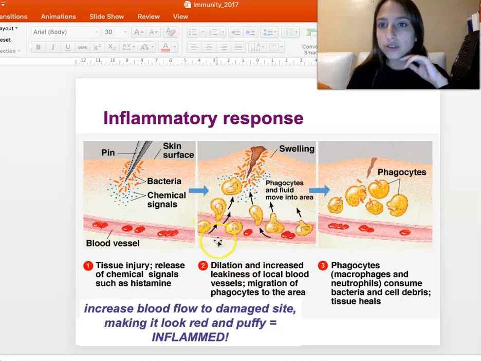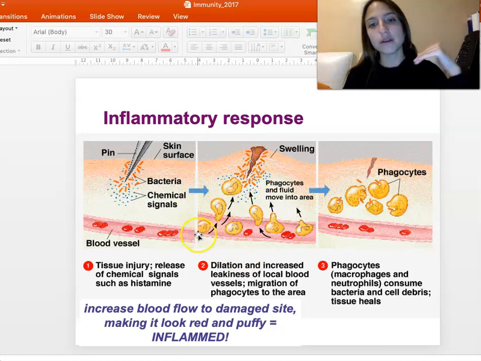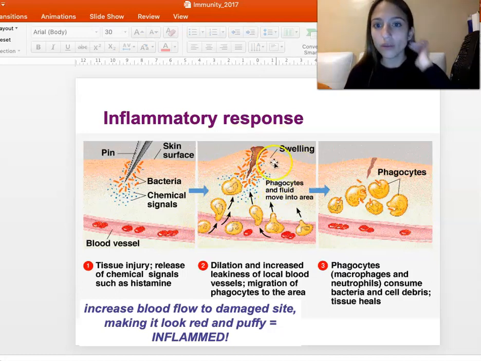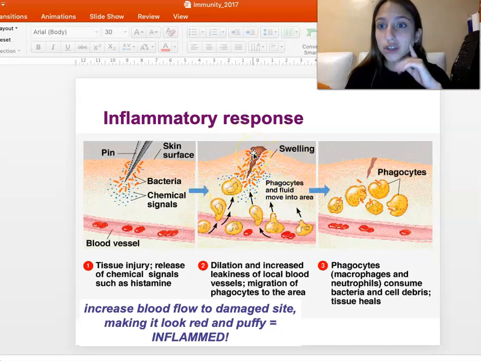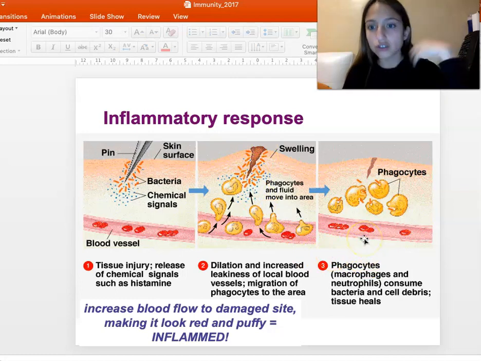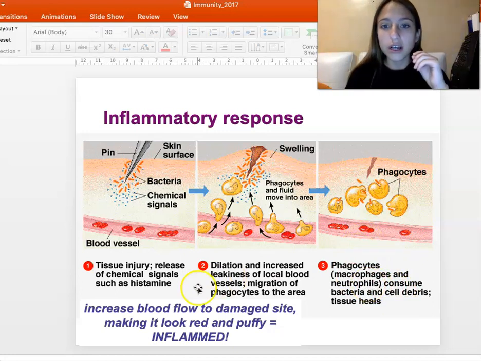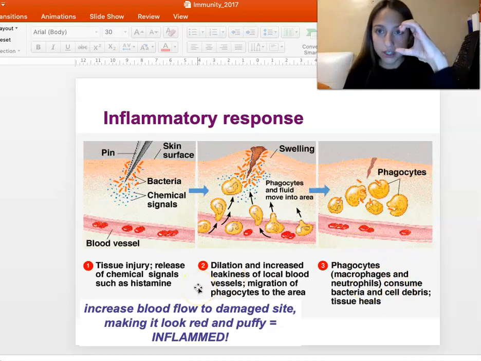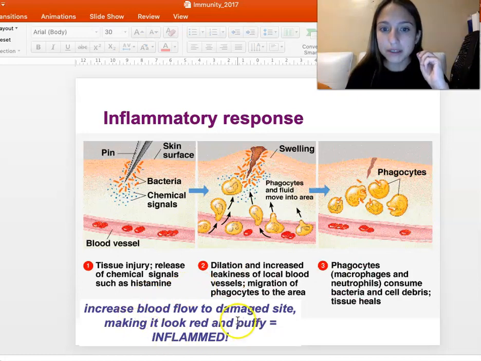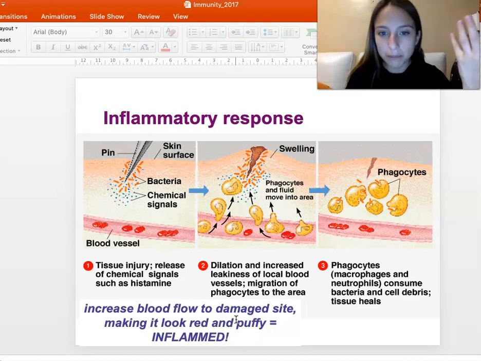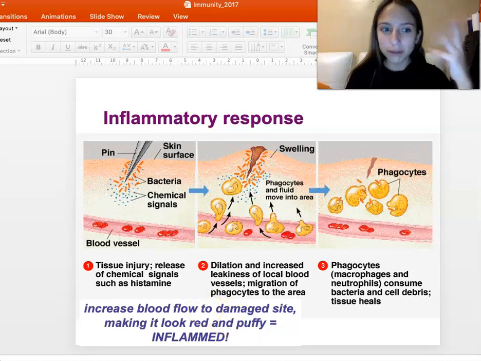So these phagocytes that are transported through these capillaries are able to exit the capillary and go into the area of the injury and make sure that they eat up any bacteria that could potentially have gotten in there. Finally, the phagocytes consume all of this bacteria and allow the tissue to heal. Now, when there's a dilation of these capillaries, it makes these capillaries inflamed. It makes them swell up, and that's why it looks all red and puffy.